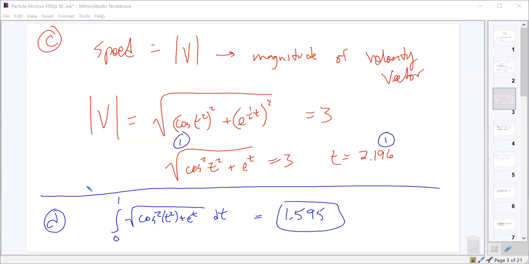And that's also worth 2 points, 1 for the integral and 1 for the answer. Everybody good there? Any questions on that? All right, I feel like that one was a really doable one. That one should have been pretty straightforward.